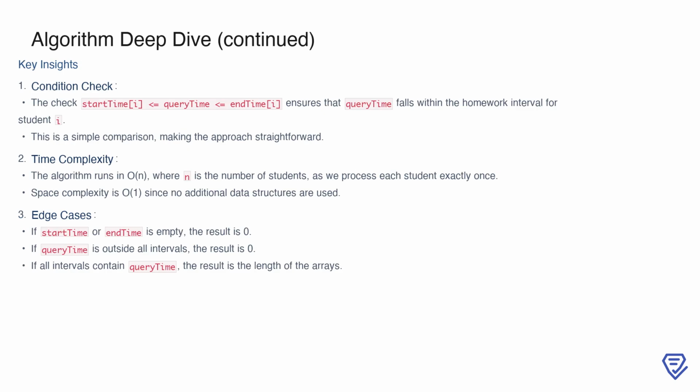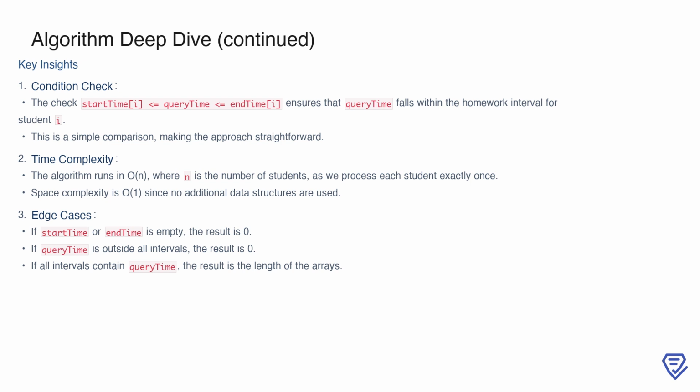There are a few key insights to note about this algorithm. First, the condition startTime[i] <= queryTime <= endTime[i] is the core logic. It ensures that the query time is within the homework interval for each student, and this direct comparison keeps the approach simple and efficient. In terms of complexity, the algorithm runs in O(n), where n is the number of students, because we iterate through the arrays once. The space complexity is O(1), as we only use a single counter and no additional data structures.